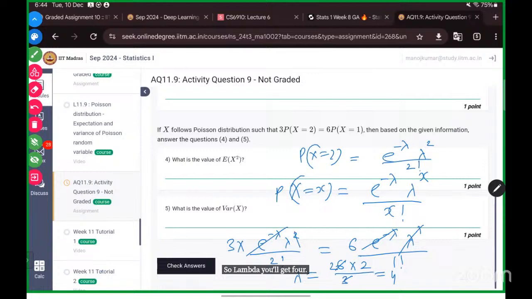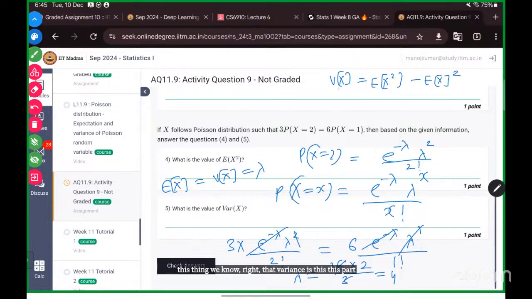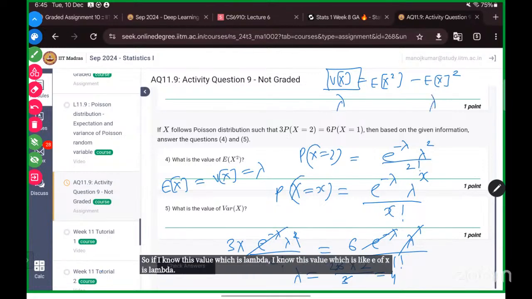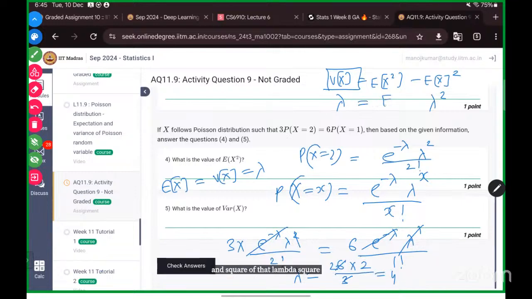And what is the expectation of Poisson? Poisson has expectation and variance both the same, equal to lambda, right? So from this, I can say that V of X is this thing we know, the variance is this part. If I know lambda, I know E of X is lambda and its square is lambda square. Then I need to find this remaining term.